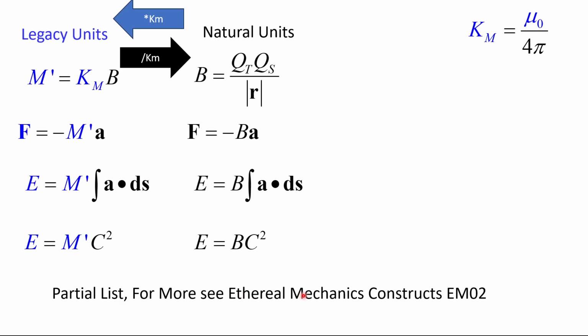This is a partial list. Constructs paper has more. To go from natural units to legacy units, you multiply by km. To go from legacy units to natural units, you divide by km. That's in most cases. In certain cases it's the other way around. Usually it's constants, but we'll talk more about that later.